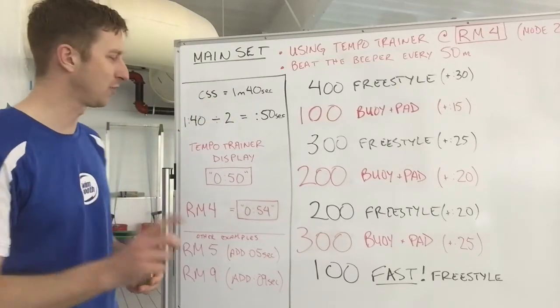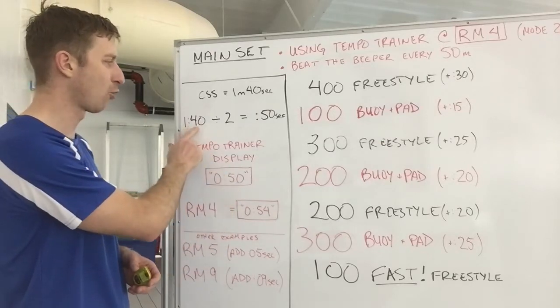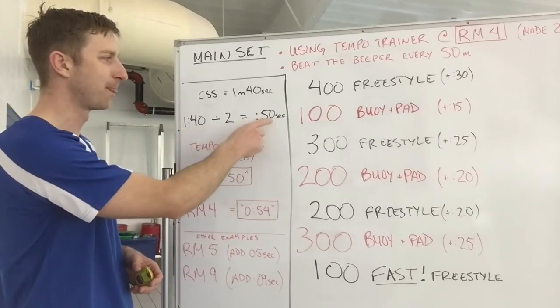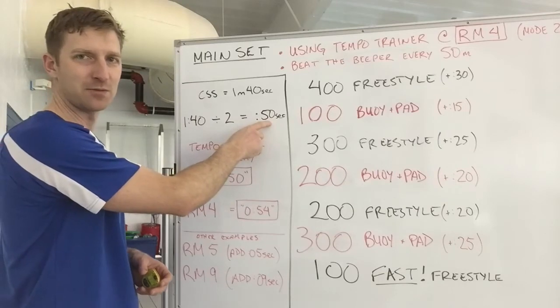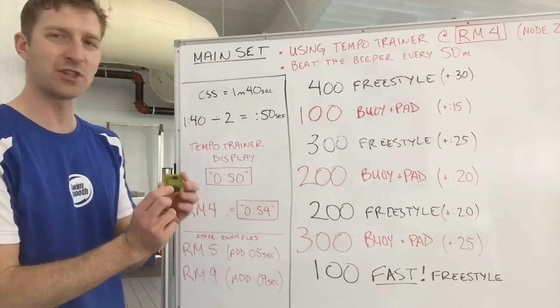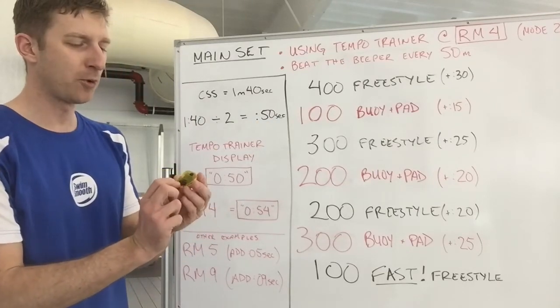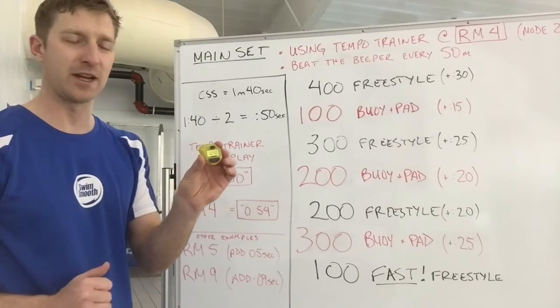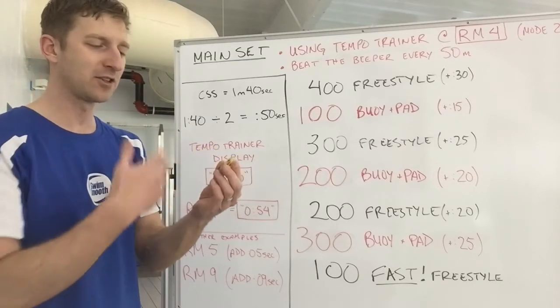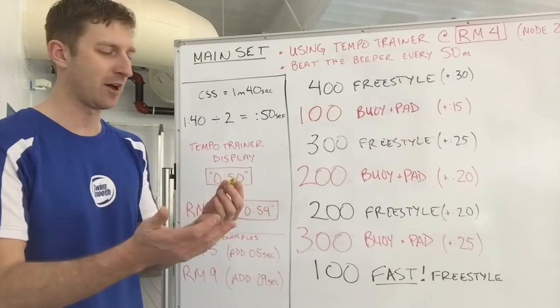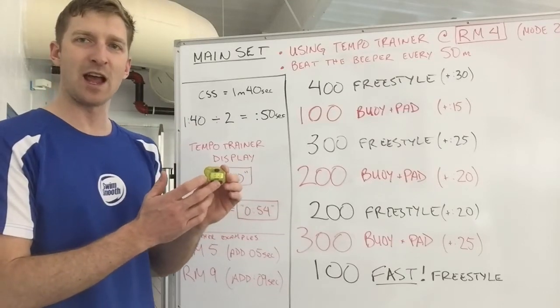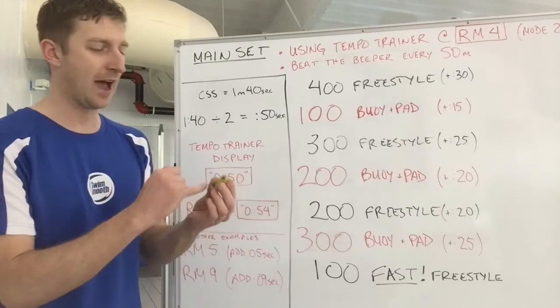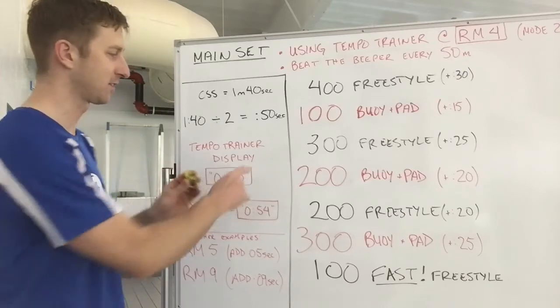First and foremost, let's do this. Let's take 1 minute 40 seconds, divide that by 2, and we get 50 seconds right here. That's where we'll start with the Tempo Trainer. So put it over into Mode 2, and we want the display to show 50 seconds. Now it's not going to be counting up or down or anything like this. It is, however, going to be beeping at you every 50 seconds.